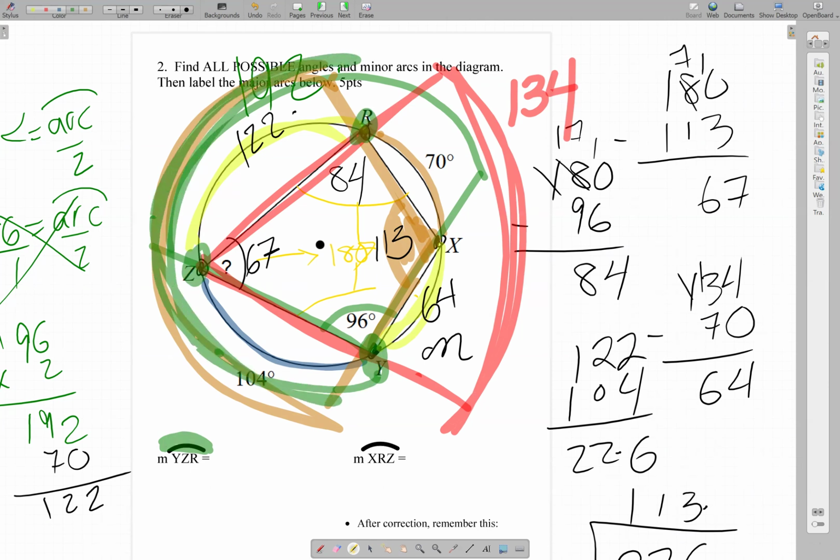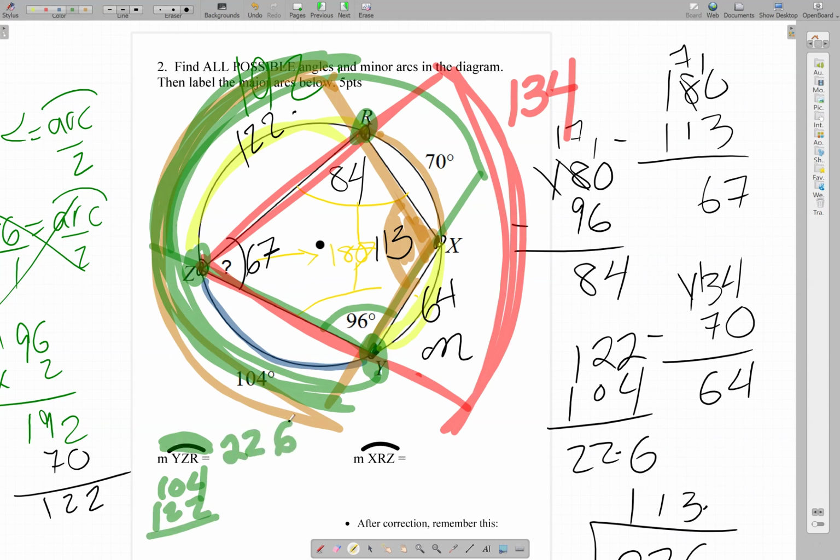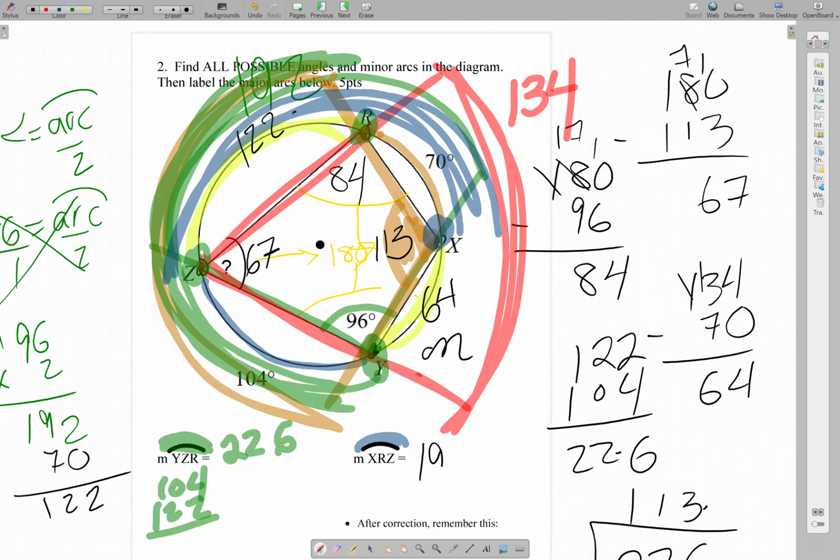And lo and behold, we already have that one, right? It's going to be 104 plus 122. So that is 226 for the green. And this one right here, XRZ, start at X, go through R and Z. You can see that's 70 plus 122, so it's 192.